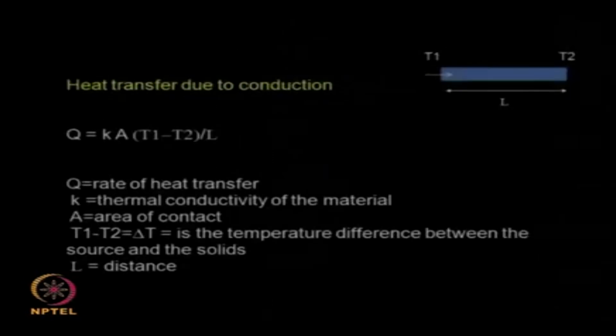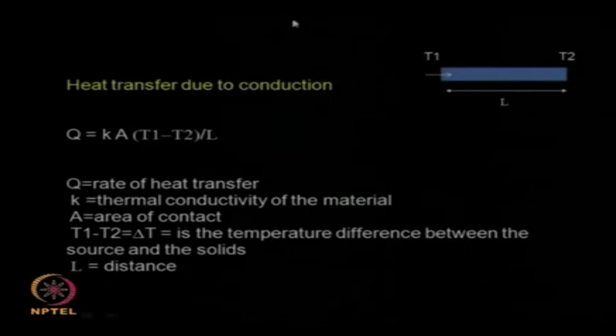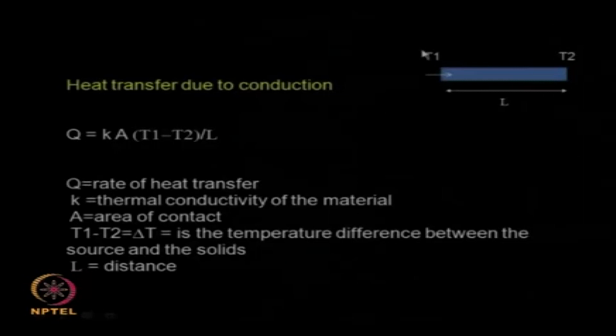Now let us look at some simple relationships which we might have done in our school. The amount of heat transferred during conduction, the amount of heat transferred during convection, and the amount of heat transferred during radiation. Now if you have a solid material which is at T1 on one end and T2 on the other end, T1 is higher than T2, so the heat is moving along this direction.